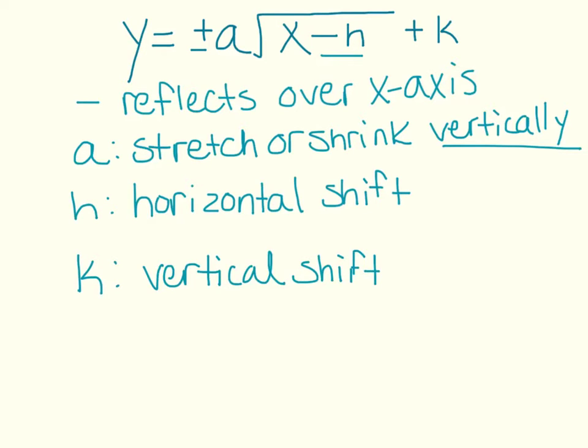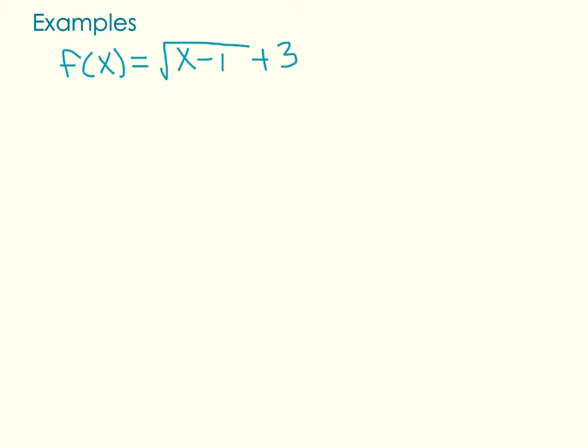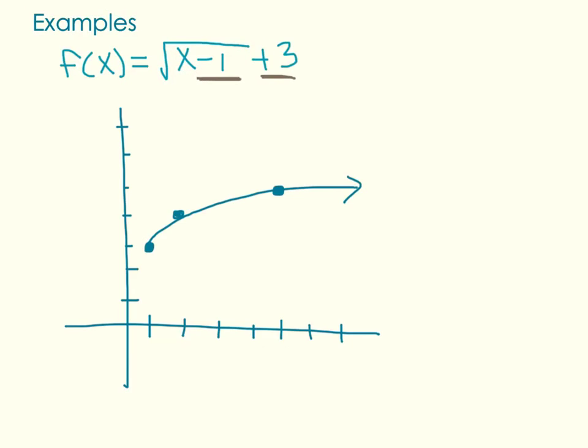Alright, let's do some examples now. The first one we have is f of x equals the square root of x minus 1, plus 3. So we know what the parent function looks like, and then we're going to take that parent function and shift it to the right 1 unit and up 3. So when you graph it, it looks like this.